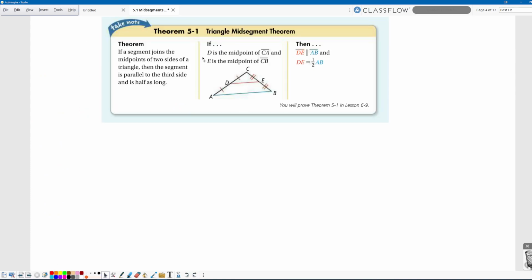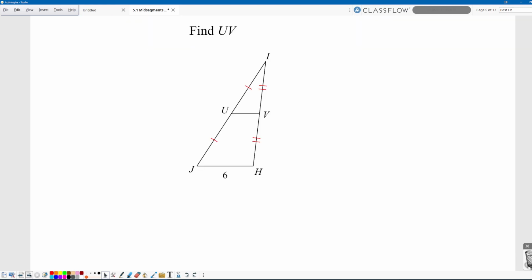So that covers the majority of what we're looking at. The 5-1 triangle midsegment theorem says that if D is the midpoint of AC and E is the midpoint of CB, then DE is parallel to AB, and DE is 1/2 of AB. So midsegments are parallel. They are also half of the side they are parallel to. We'll just run through some quick examples here.